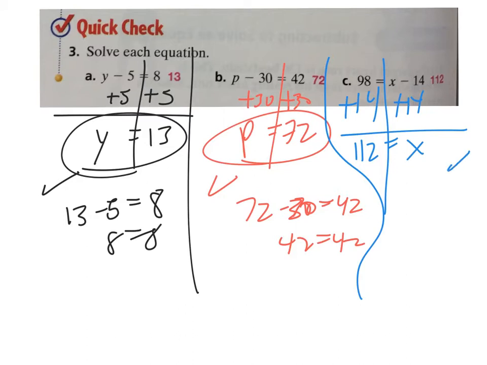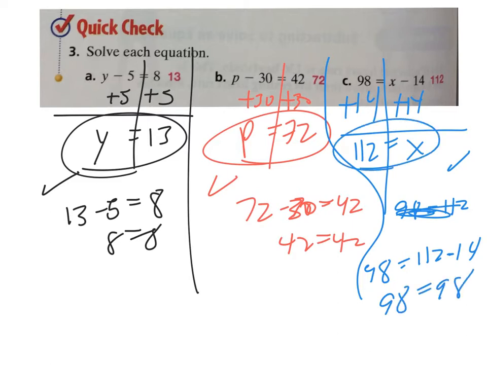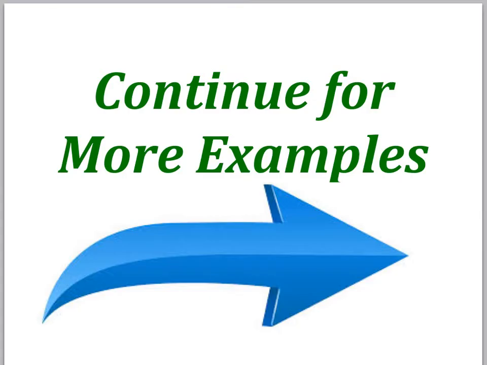And do that check. So we have 98 equals 112 minus 14. That's not going to fit there, so I'll write it down here. 98 equals 112 minus 14. And that is true. Both sides are 98. So my answer of 112 was correct. Continue for another example from me.